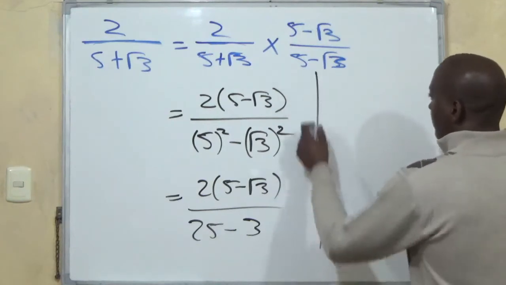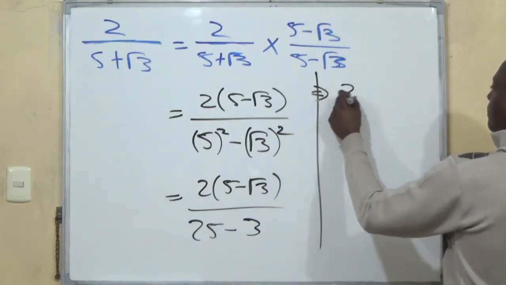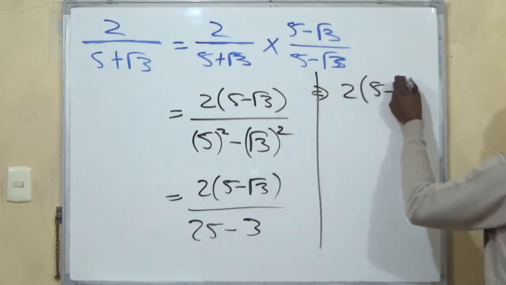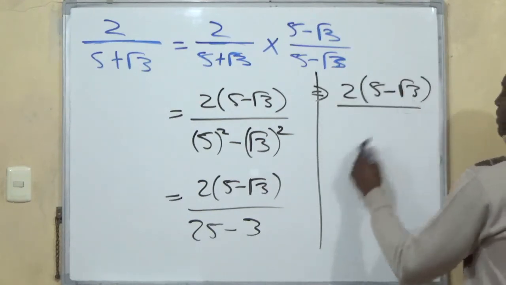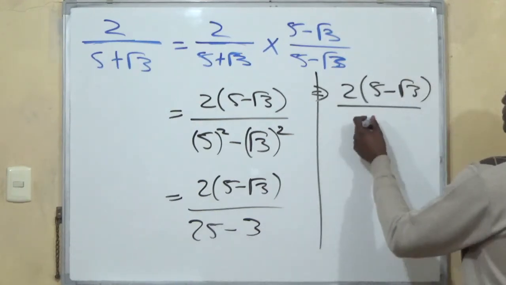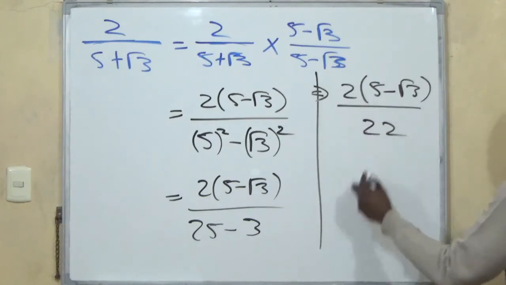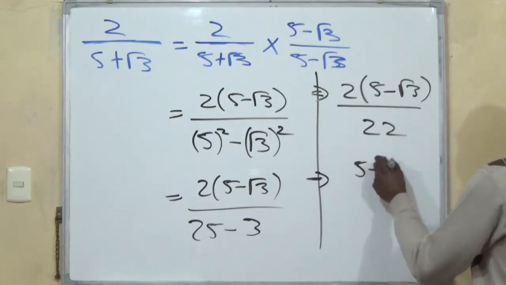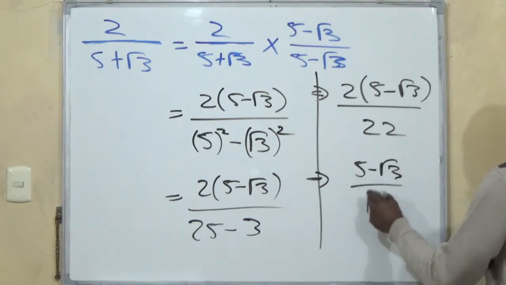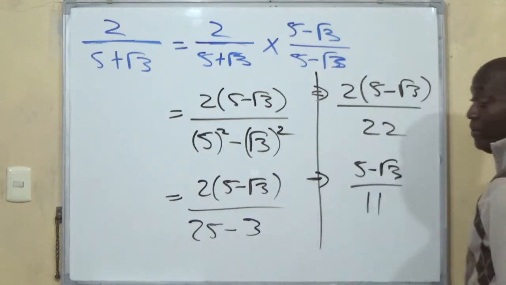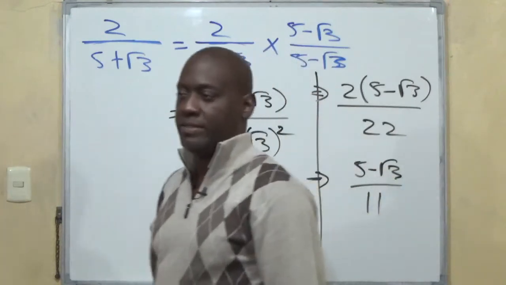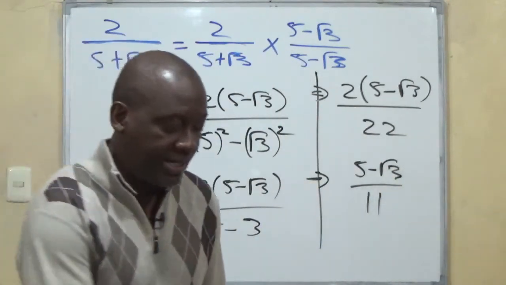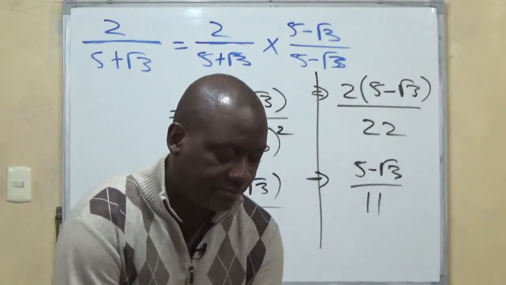And then we're coming up here now, and we're saying 2 into 5 minus root 3 all over 25 minus 3 is 22. 2 into 22 would give us 5 minus root 3 all over 11. So watch, we end up with a rational denominator. See? Now, there's something that I want to discuss very quickly.